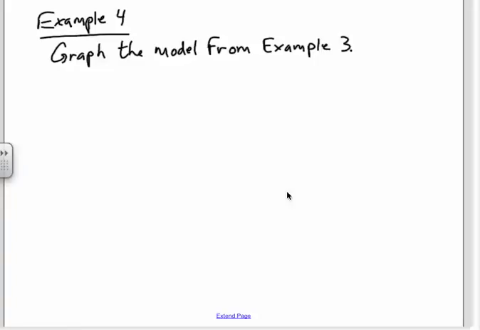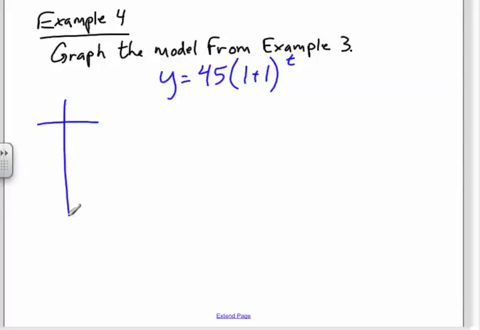Okay, example 4. Graph the model from example 3. Wait a minute, what was the model from example 3? Oh, they were talking about the wolves, right? So we started off with y equals 45 times 1 plus 1 to the third, right? Because it was 3 years. But let's just call it t because now we're going to graph it. We need several t's, right? So remember, we always try to put t, or time, as the x. Okay, time is going to be on the x-axis.